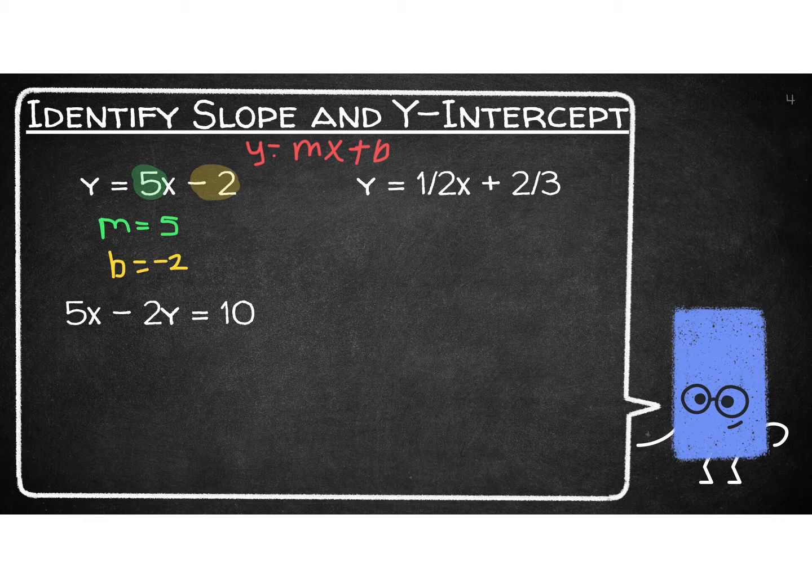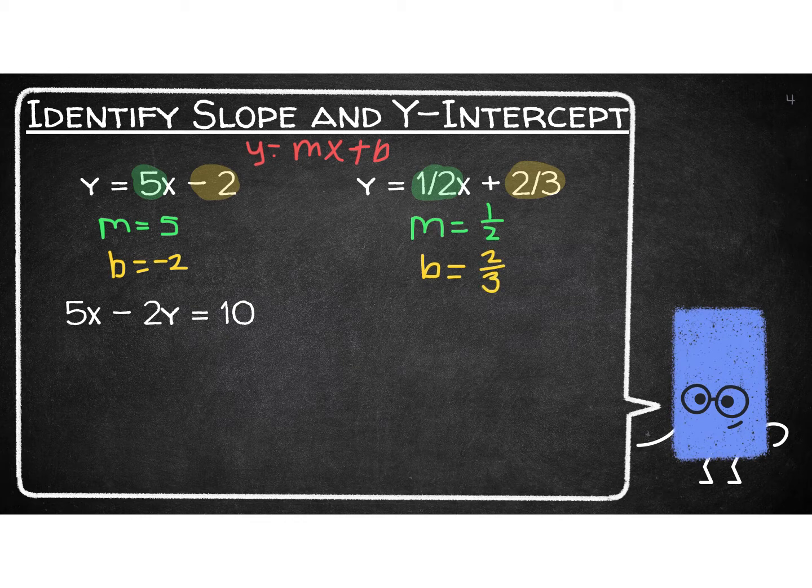For the next one, it is also in y equals mx plus b format. The thing before the x is the 1/2. The thing by itself is the positive 2/3. So that gives me my m of 1 over 2, and my b, my y-intercept, of 2 over 3.